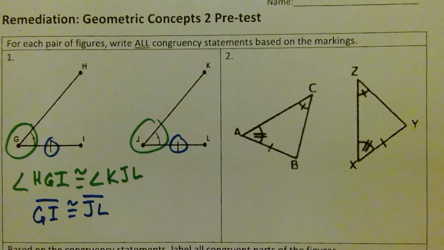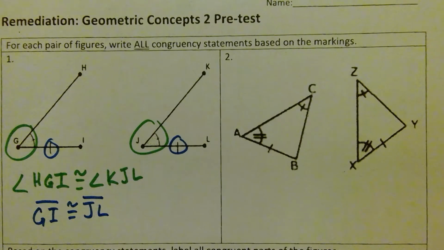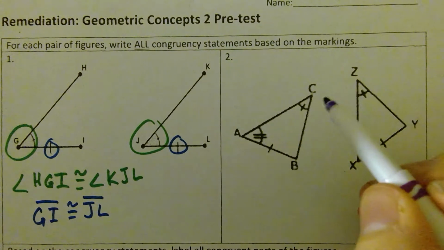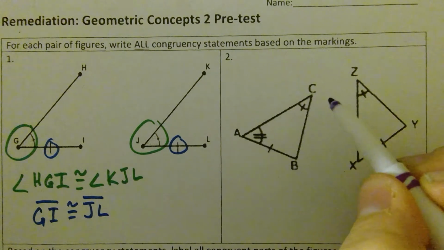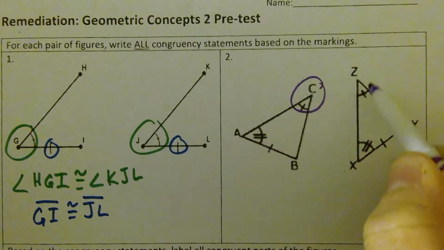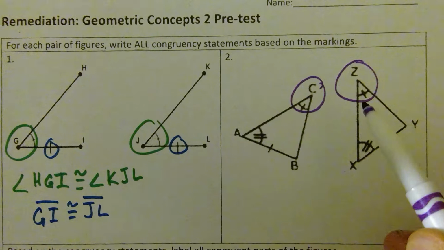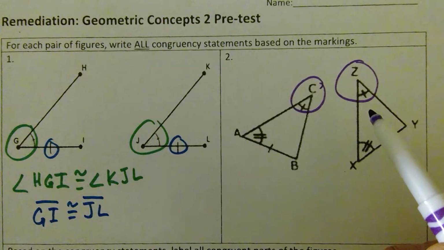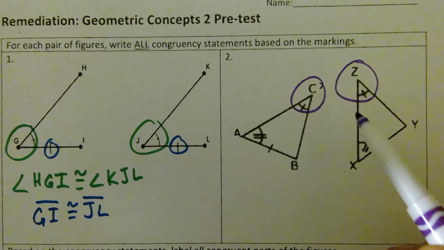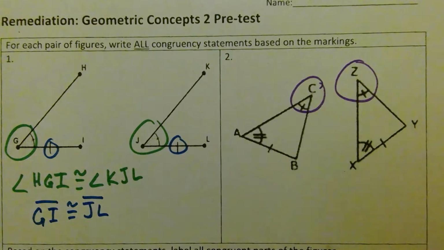All right, so let's go over number 2. Hopefully you already answered that one. So we're going to take a look at our markings here. We've got some angles marked right here. We know that these are congruent because there's one mark here and one mark here. It's a little bit different than what we've seen typically, but since these markings are the same, these are going to be congruent angles.